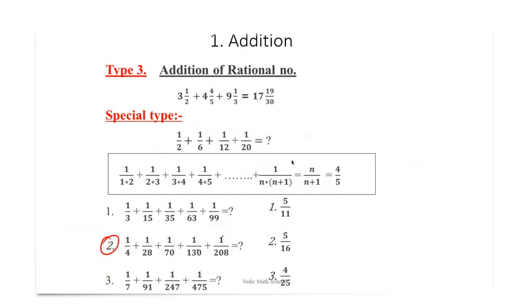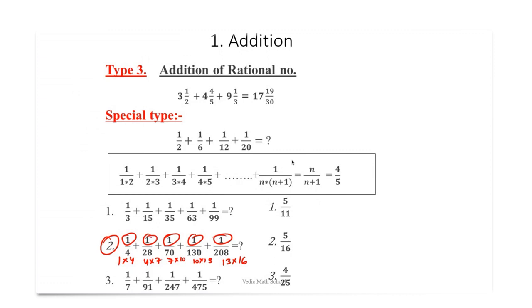Yes. What is the numerator? 1. Total 5, all 5 terms, all having a 1. Now look at this denominator. 1 into 4, 4 into 7, 7 into 10, 10 into 13, 13 into 16. The gap between is 3. What is the gap here? 3. Gap is 3. Very good.